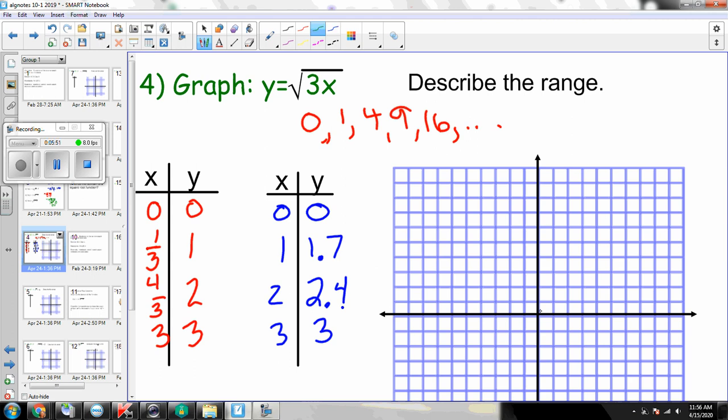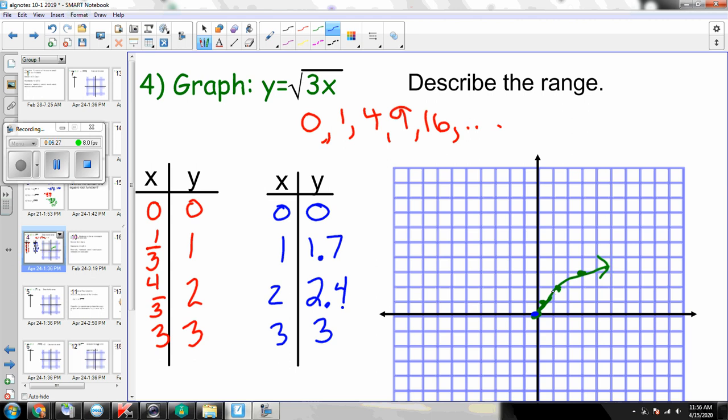So at first I'm going to graph 0, 0 for the first table, then 1/3, 1 would be right 1/3 of the step, up 1. 4/3 is the same as 1 and 1/3, and then up to 2, and then 3, 3 would be a point, so right 3, up 3, and this would be the graph. Now, looking at the second table, 0, 0 is here.